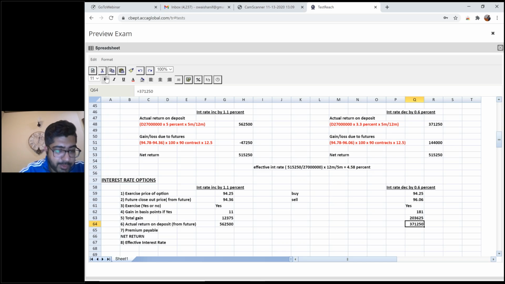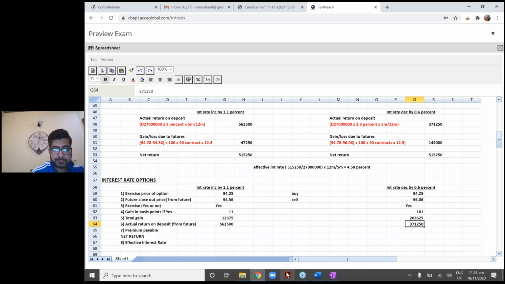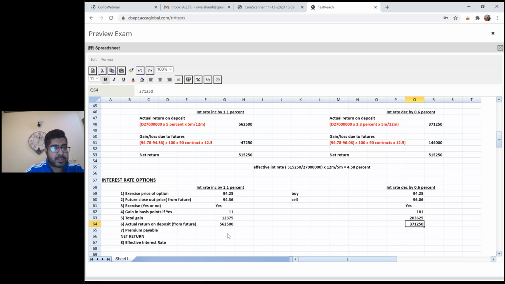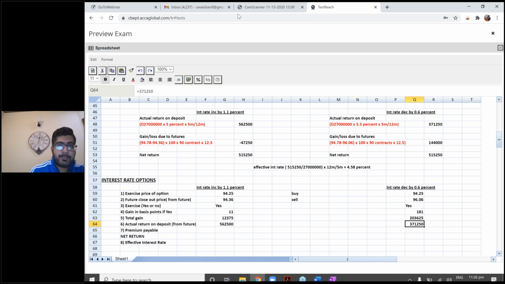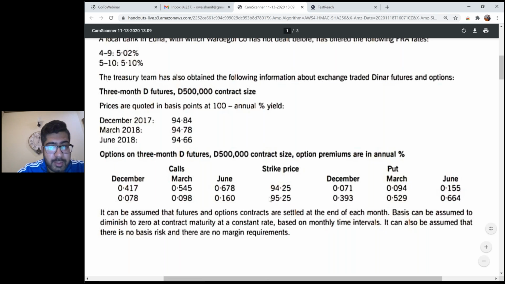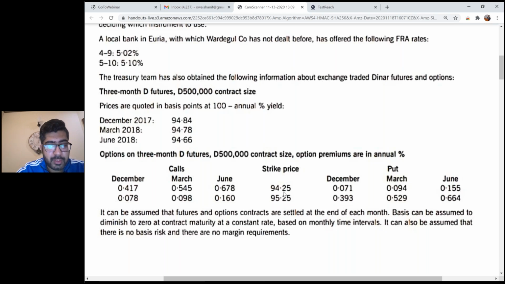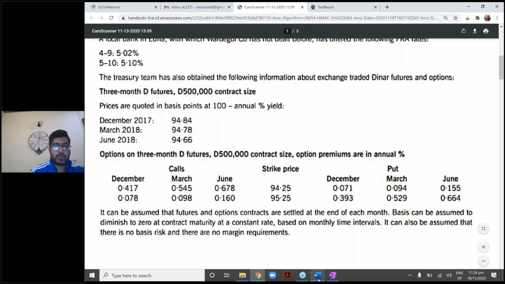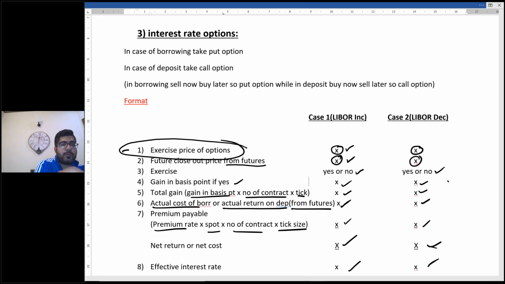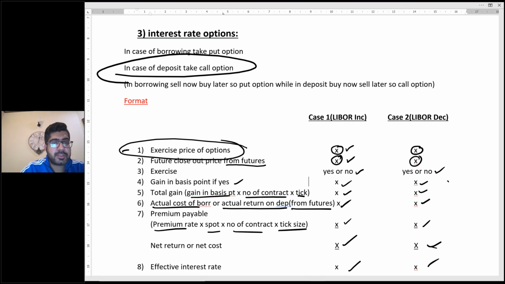Finally, the premium payable. What is the formula of premium payable? Premium rate into spot into number of contracts into tick. Which premium to take? Now at the 94.25 exercise price, I'm using the first exercise price. There are a range of premiums, but remember, like yesterday, only one is relevant. Rule: in case of deposit, take call option.